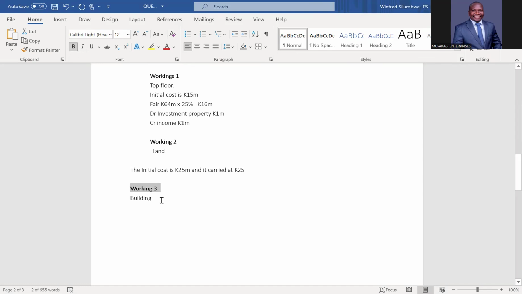So building, the initial cost is 20 million. And this building is also not qualifying to be investment property. We are accounting for it under IAS 16 on cost model. So meaning this building needs to be depreciated at the end of the year, because we are accounting for it under cost model under IAS 16. So this building will be depreciated.